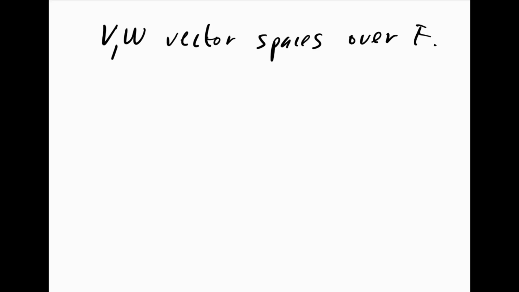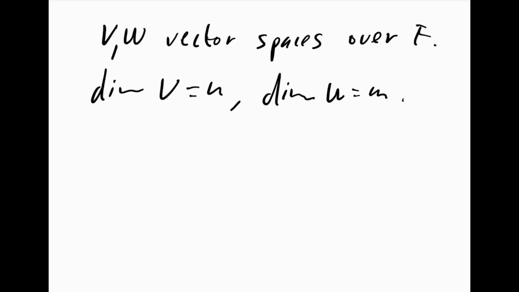So let's look at this theorem that says basically V and W are vector spaces that are finitely generated over a field F. The dimension of V, that means the number of elements in the basis of V, let's set that equal to n, and the dimension of W, let's set that equal to m. As we see, these letters correspond to the commonly used letters in the dimension of a matrix.